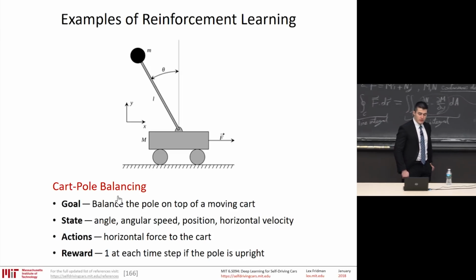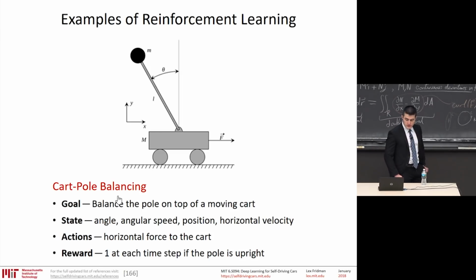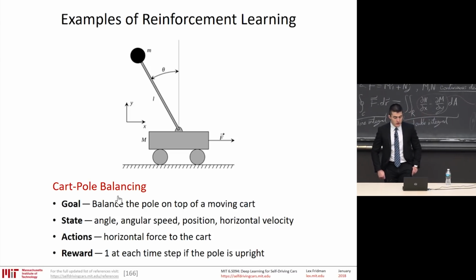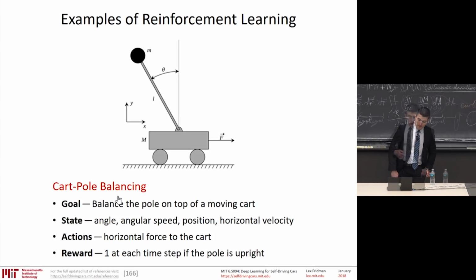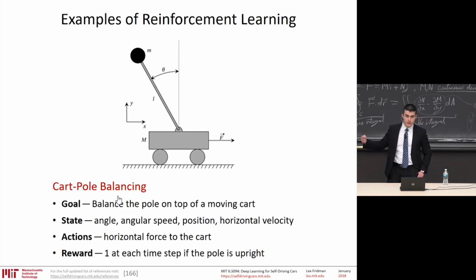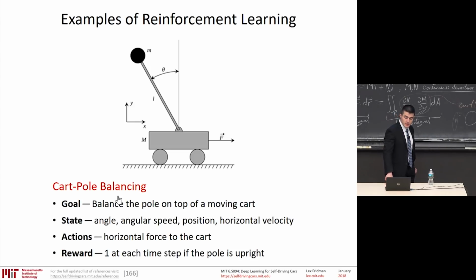The continuous problem of cart-pole balancing. The goal is to balance the pole on top of a moving cart. The state is the angle, the angular speed, the position, the horizontal velocity. The actions are the horizontal force applied to the cart. And the reward is 1 at each time step if the pole is still upright.